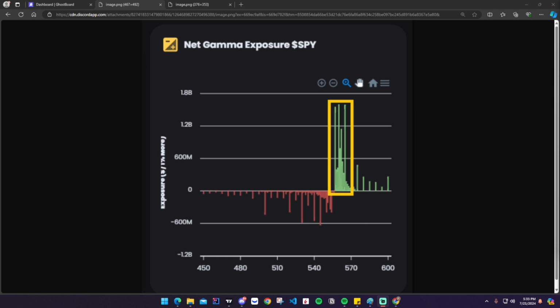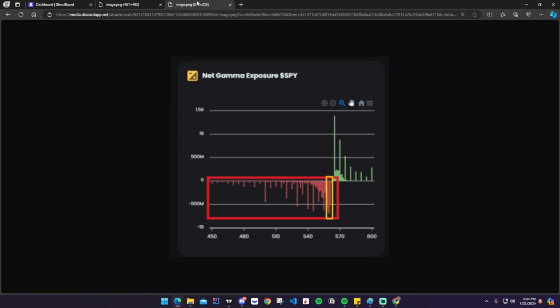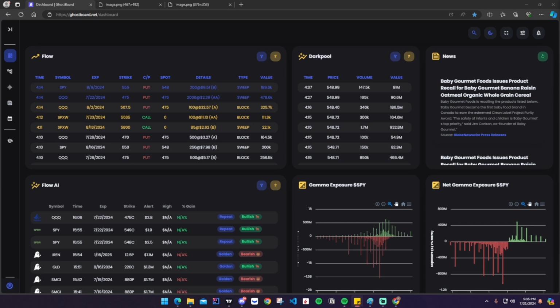So there are two types of net gamma exposure. We have net positive gamma exposure, which you can see on my chart right here, where we have majority of these bars on the positive side. We have most of this exposure on the positive side. And then we have the complete opposite on this chart here, where we have most of the exposure on the negative side. So this is net negative gamma exposure. And those are the only two types of net gamma exposure. So it's really important to understand these two different types of gamma exposures and what each of them mean.